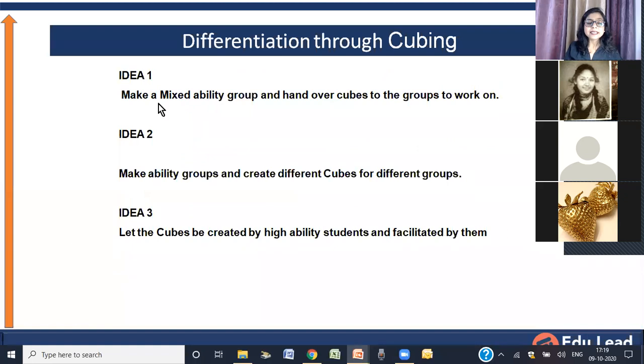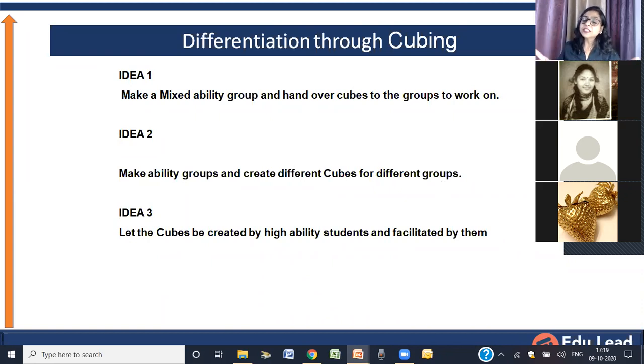So cubing, as I said, there are 3 ideas of doing cubing. One is make a mixed ability group and hand over the cubes to the groups to work upon. Second is make ability groups and create different cubes for different groups. And third is let the cubes be generated by the high ability students, and let the high ability students facilitate this activity of cubing inside the class.